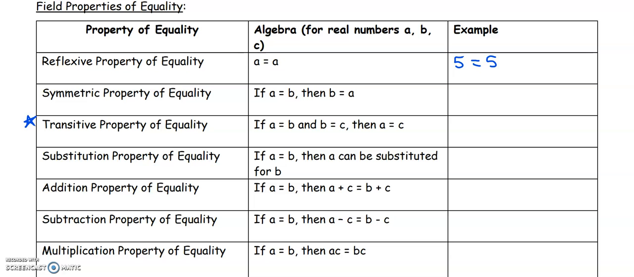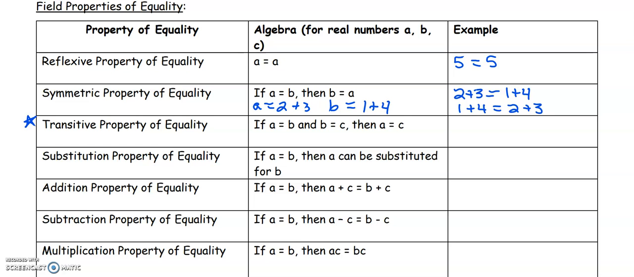The symmetric property of equality states that if A equals B, then B equals A. We're going to pretend that A is equal to 2 plus 3, and we'll say B is equal to 1 plus 4. So we're just replacing these variables with an expression. So if A, 2 plus 3, equals B, 1 plus 4, 1 plus 4 is equal to 2 plus 3.